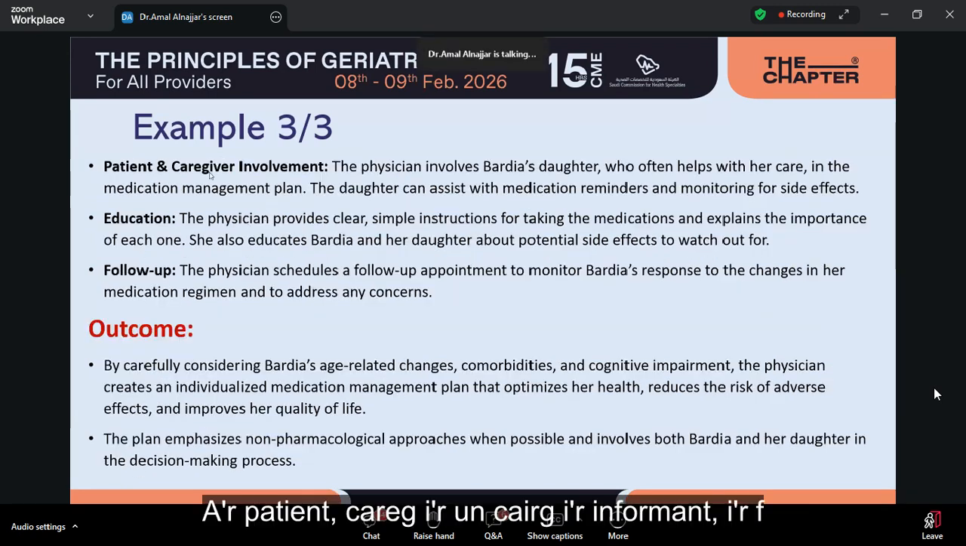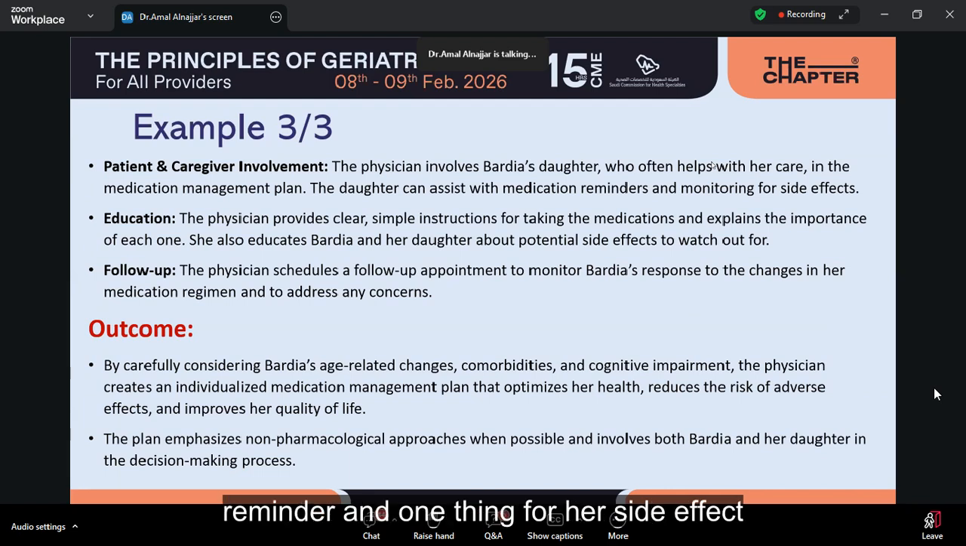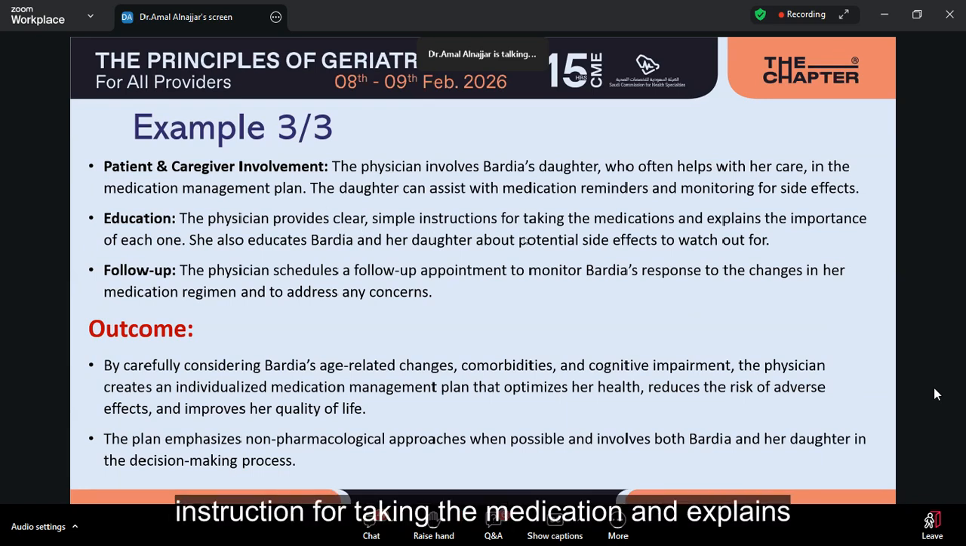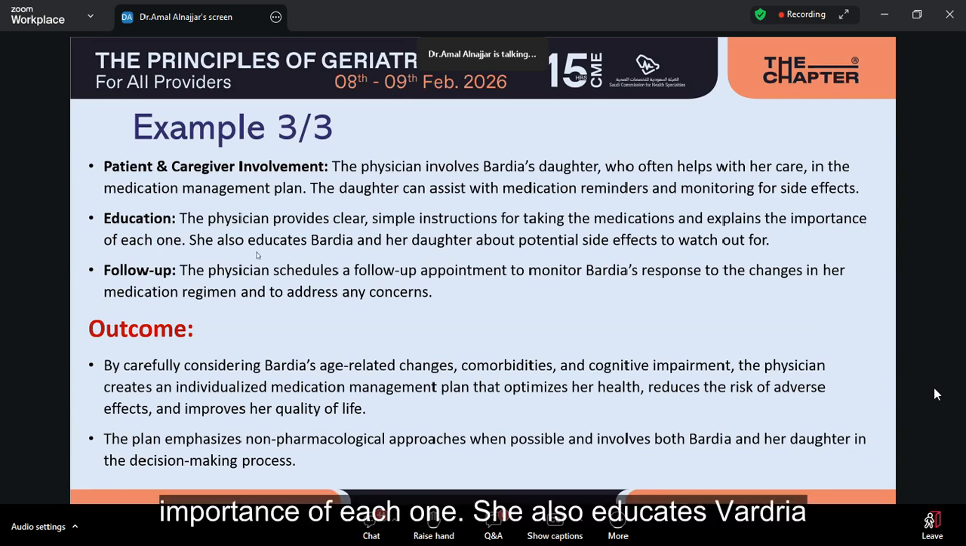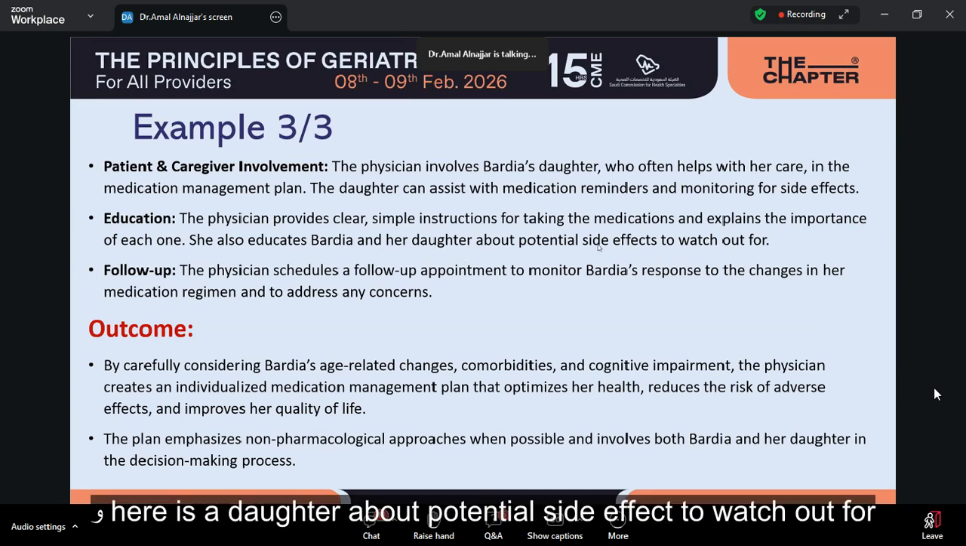Patient care and caregiver involvement. The physician involved Badriya's daughter, who often helps her mother in her care and medication management. The daughter can assist with medication reminders and monitoring for side effects. The physician provides clear, simple instructions for taking the medication and explains the importance of each one. She also educates Badriya and her daughter about potential side effects to watch out for.